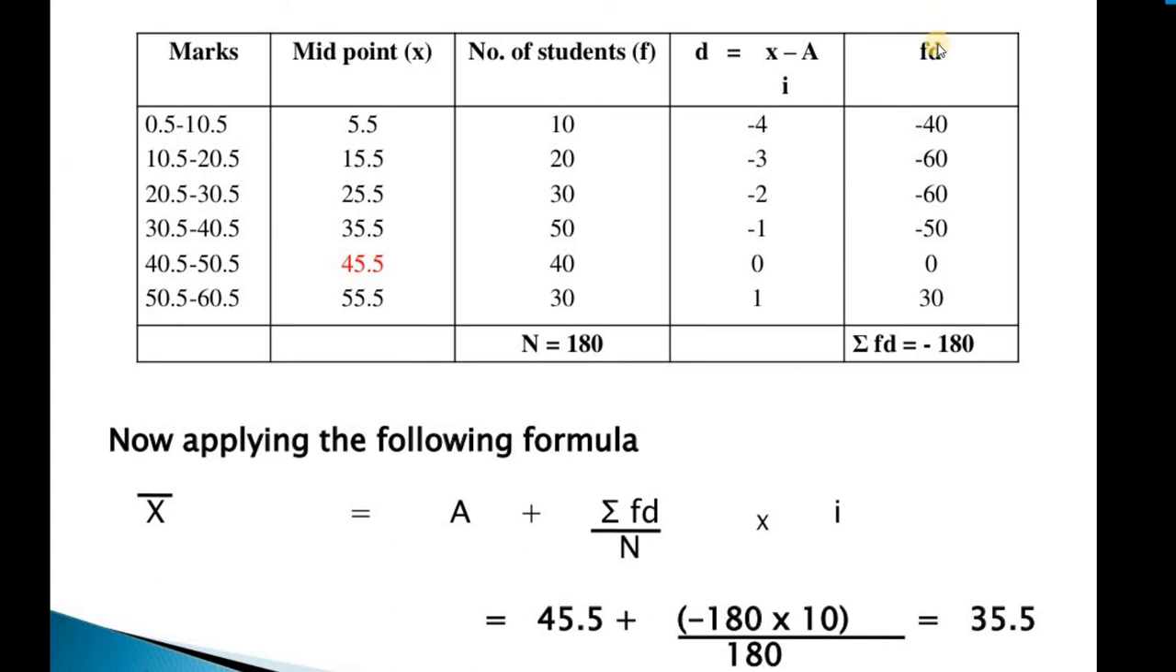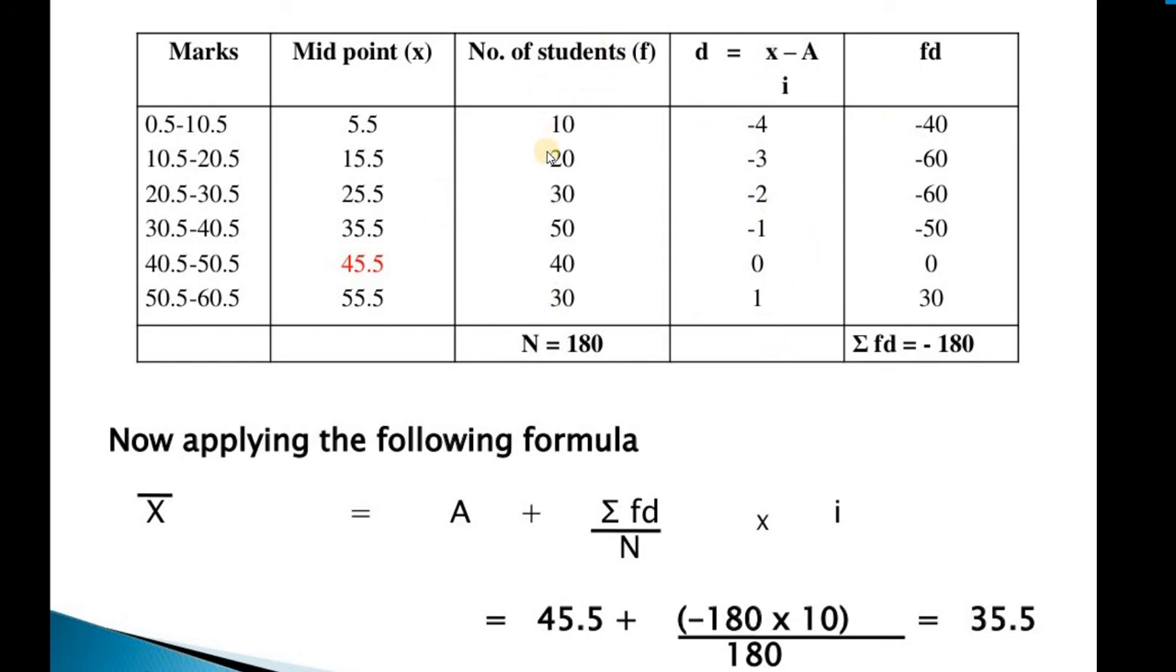Then the next step is fd, frequency into this deviation. 10 into minus 4, minus 40. 20 into minus 3, minus 60. 30 into minus 2, minus 60. 50 into minus 1, minus 50. 40 into 0, 0. 30 into 1, 30. From this we can understand where the assumed mean is: against the assumed mean the value will be 0, and above that it will be minus 1, minus 2, minus 3, minus 4. When you do more problems, you will understand this better.